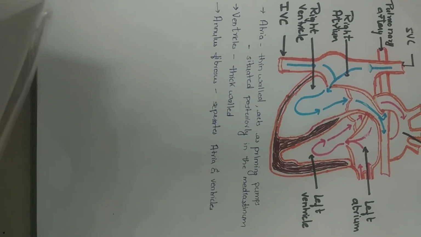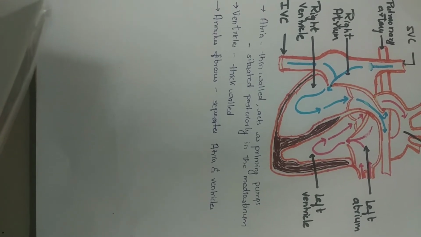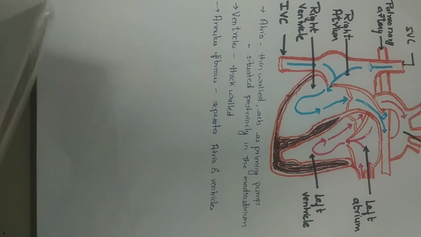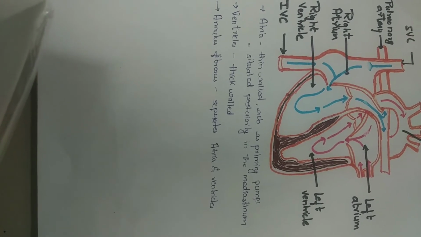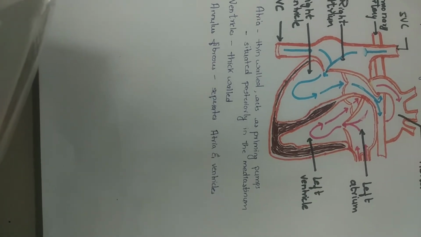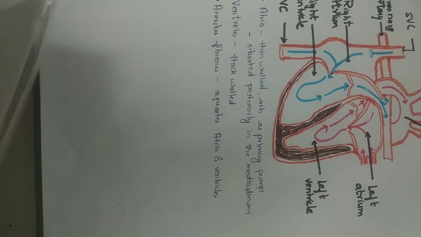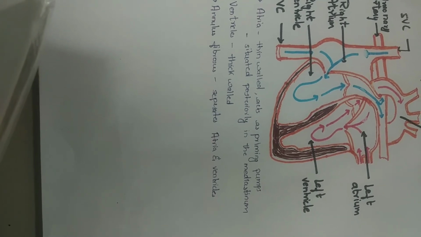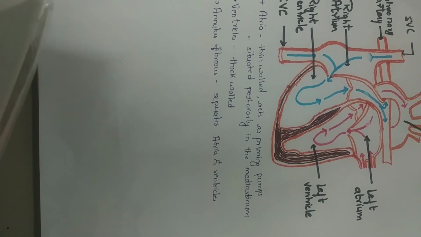And then we have a structure known as the annulus fibrosus. The annulus fibrosus basically separates the atria from the ventricles and it forms the skeleton for the atrioventricular walls, and thus it electrically insulates the atria from the ventricles.